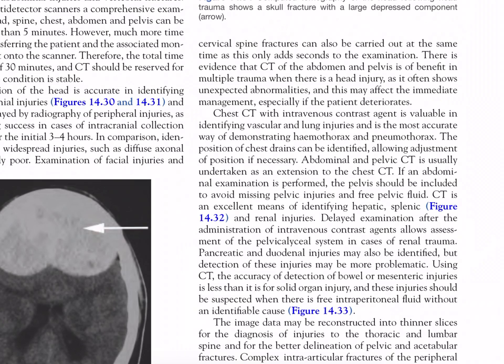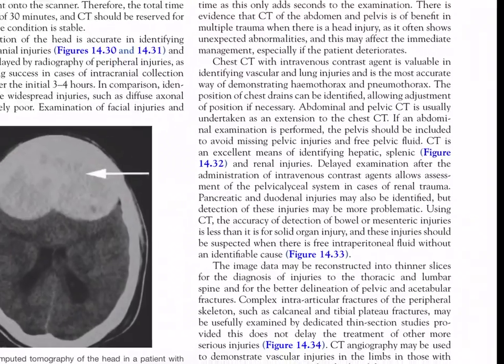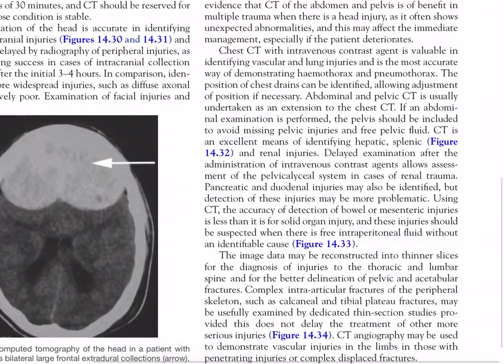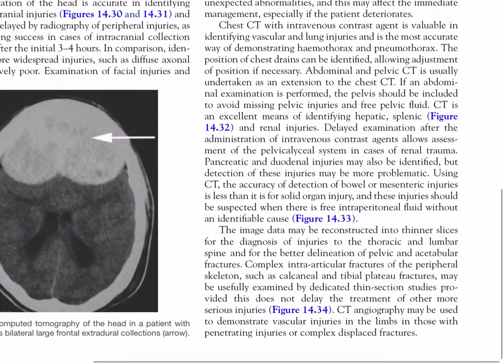Abdominal and pelvic CT is usually undertaken as an extension to the chest CT. If an abdominal examination is performed, the pelvis should be included to avoid missing pelvic injuries and free pelvic fluid. CT is an excellent means of identifying hepatic, splenic and renal injuries. Delayed examination after the administration of intravenous contrast agents allows assessment of the pelvicalyceal system in cases of renal trauma. Pancreatic and duodenal injuries may also be identified, but detection of these injuries may be more problematic.